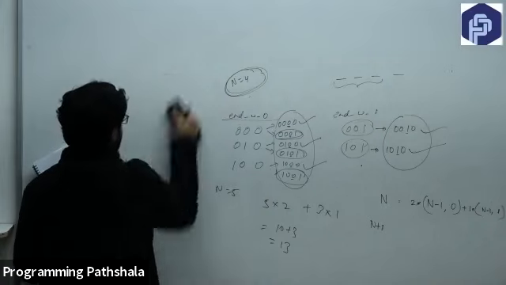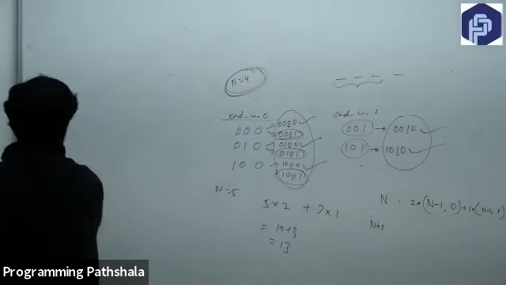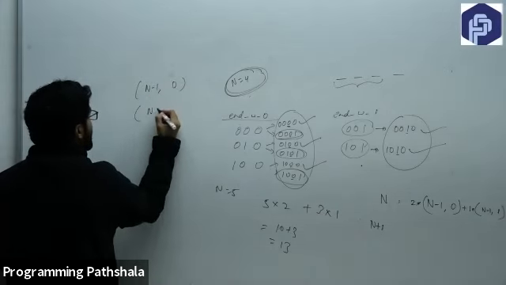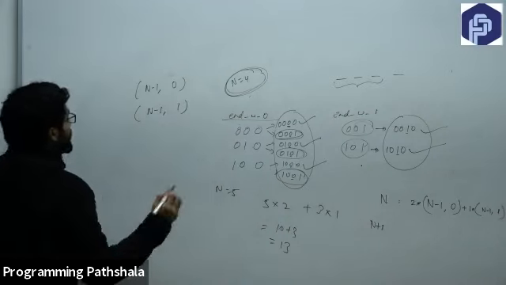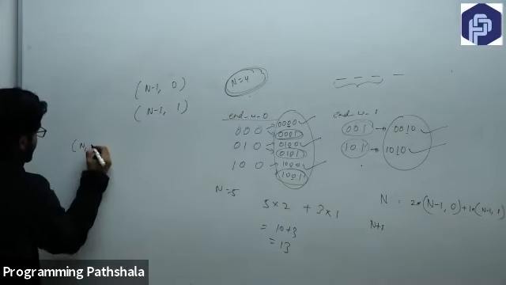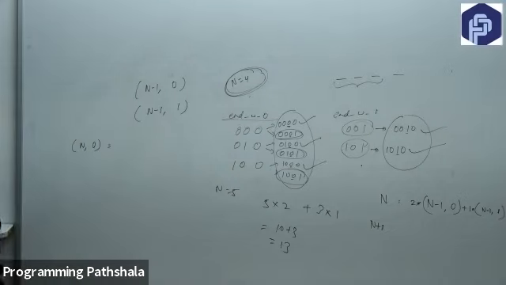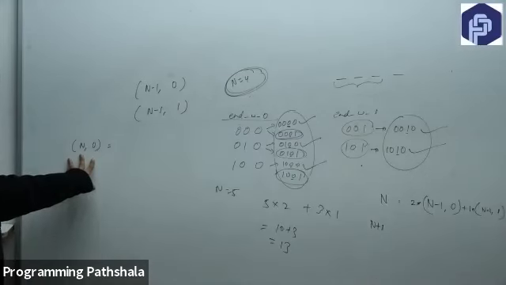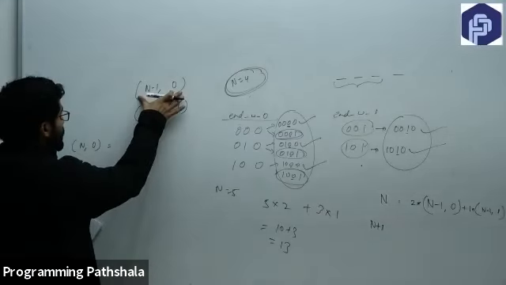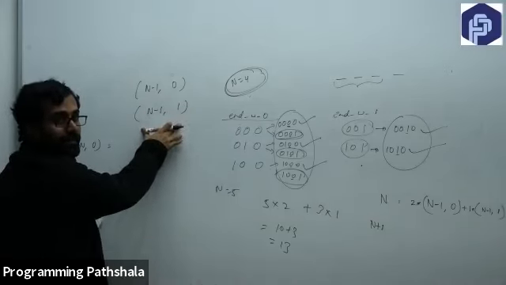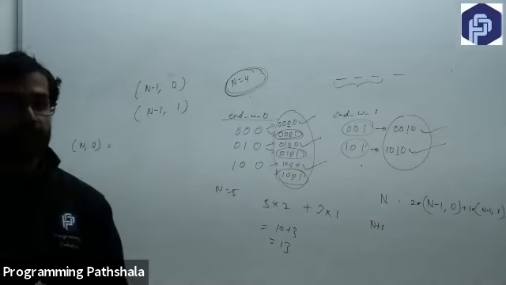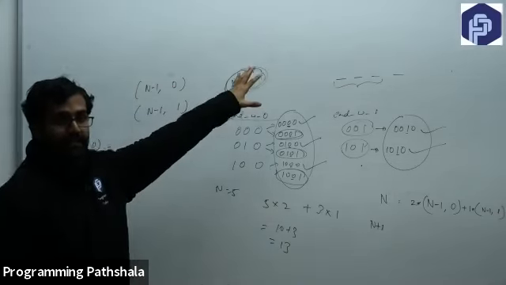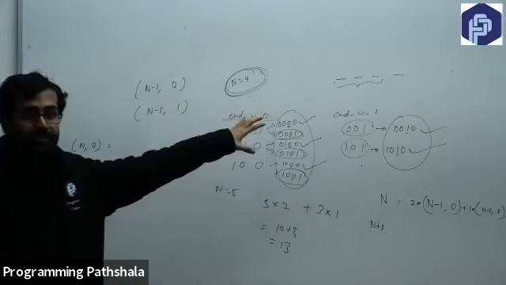So let's say you know how many bit strings are there of size n minus 1 ending with 0, and how many bit strings are there of size n minus 1 ending with 1. Now tell me, how many bit strings of size n will be there that end with 0? So those that are born from here and those that are born from here. Is it not? This will give birth to bit strings of size n ending with 0, and this will also give birth to bit strings of size n ending with 0.